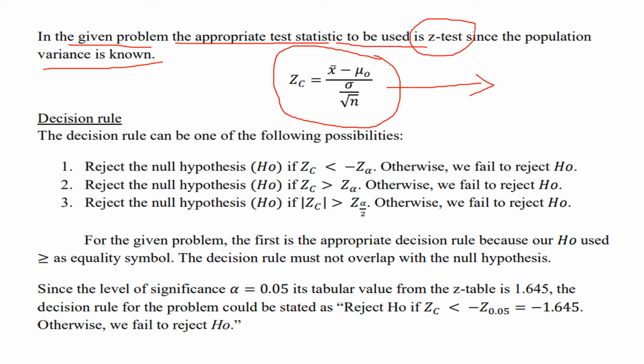For the decision rule, it can be one of the following possibilities. Number one, reject the null hypothesis, H0, if your computed Z is less than your negative Z critical value; otherwise, we fail to reject your null hypothesis.